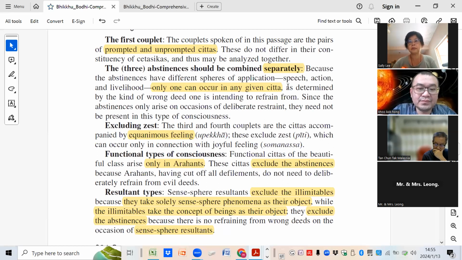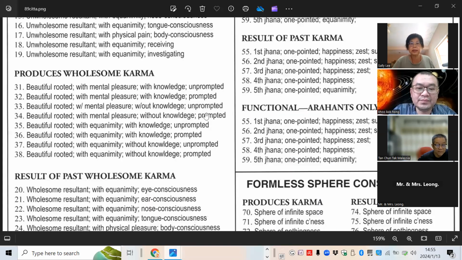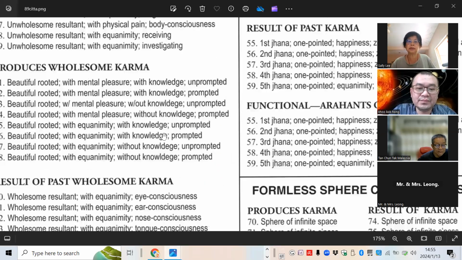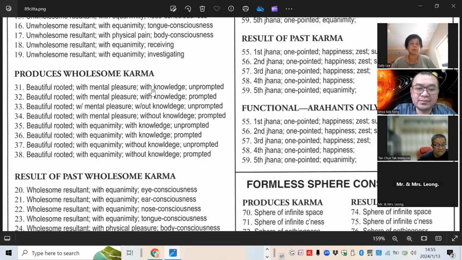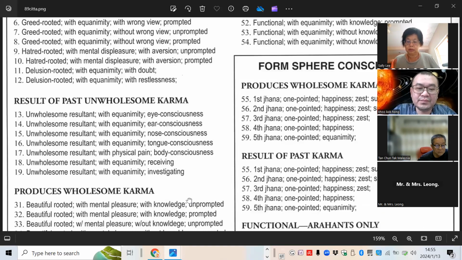We try to digest all this Abhidhamma in the first place. You see the first couplet, the pairs of prompted and unprompted. Let's take a look. This is a diagram, class. Usually we will see there will be couplets with prompted, unprompted, prompted, unprompted. The trend is very important for us.